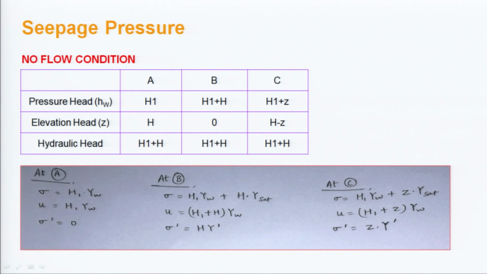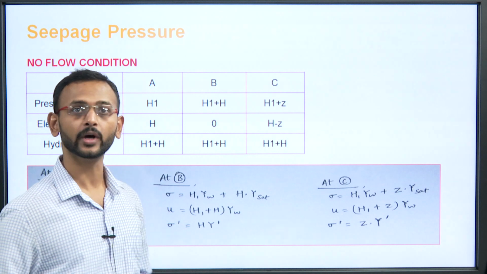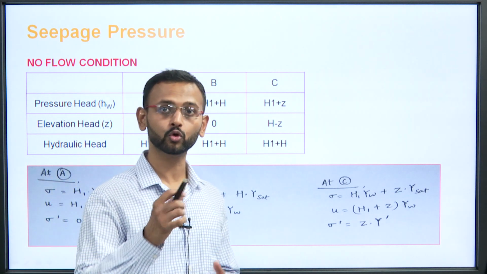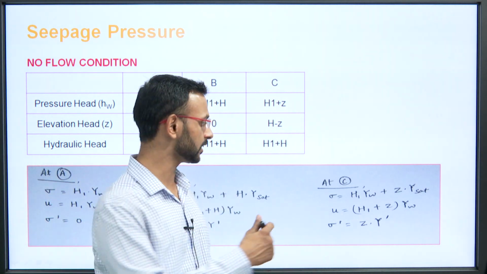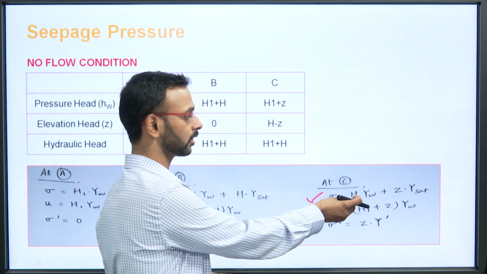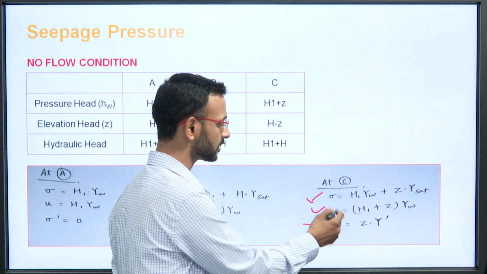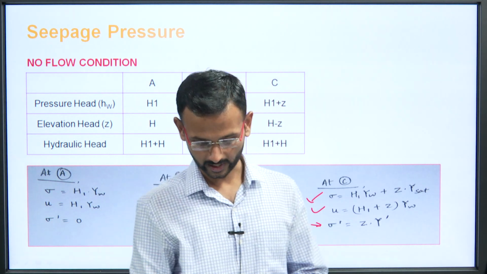For the C point, sigma is equal to h1 gamma w plus z gamma saturated, and u is equal to h1 plus z into gamma w. You have to see the figure and then easily find this. We have already discussed how to calculate these two terms, and then go on for sigma dash, that is z into gamma dash.